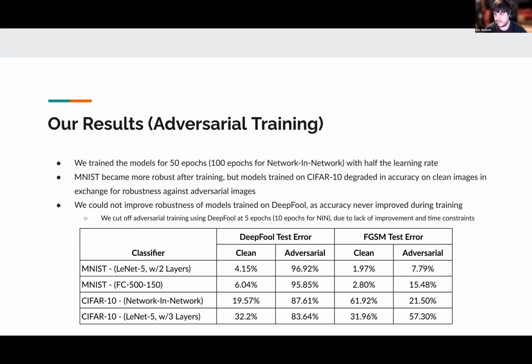But for the FGSM method, by updating using new images during the model training, we were actually able to increase the robustness. But for CIFAR-10, we found that when training on adversarials, it actually decreases the accuracy for clean images, which is kind of expected. So maybe a way to fix that would be to mix in the adversarials with clean images when training it.